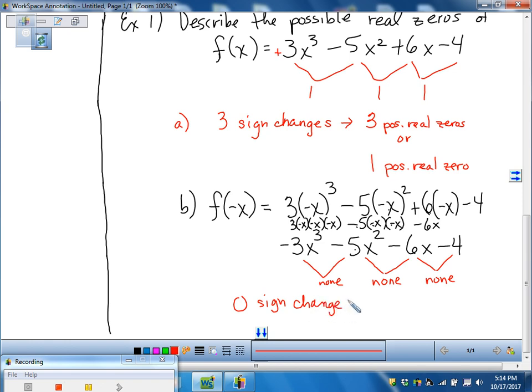So that means that we will have 0 negative real zeros. So there's no possibility, if I were to look at the graph of this, there's no possibility that it's crossing over here on the negative side. It would only be possibly crossing over here on the positive side. It might do it 3 times and it might only do it once.